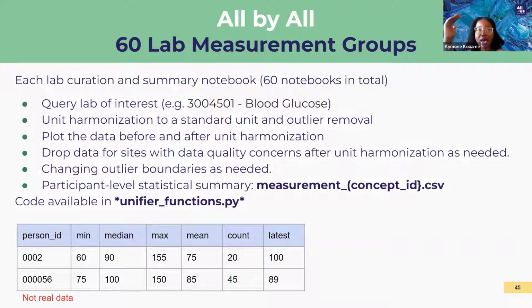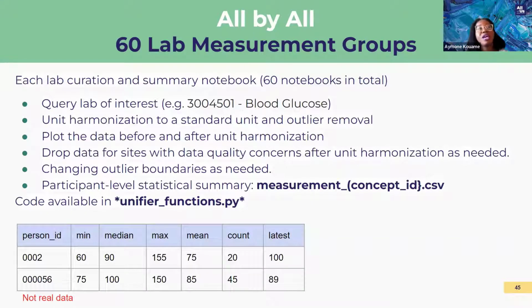You can go look at the Curation pipeline, and this is in general what it looks like. So first we query the lab of interest from the measurement table. So let's say we use concept ID 34501 for blood glucose, and then we have created a bunch of functions in the unifier functions.py for unit harmonization to a standard unit. If you've worked with All of Us at all for any point of time, you may know that the lab data is probably certainly the messiest.